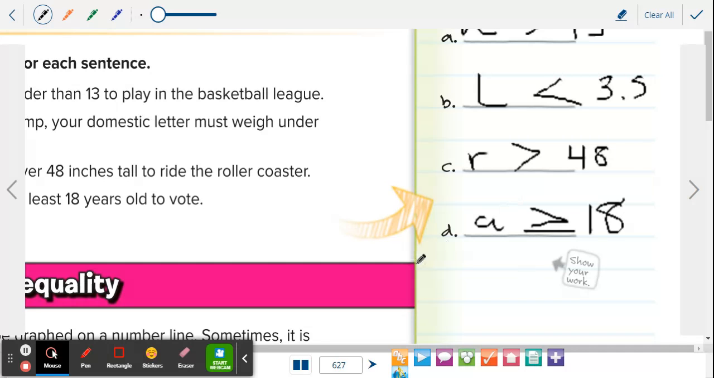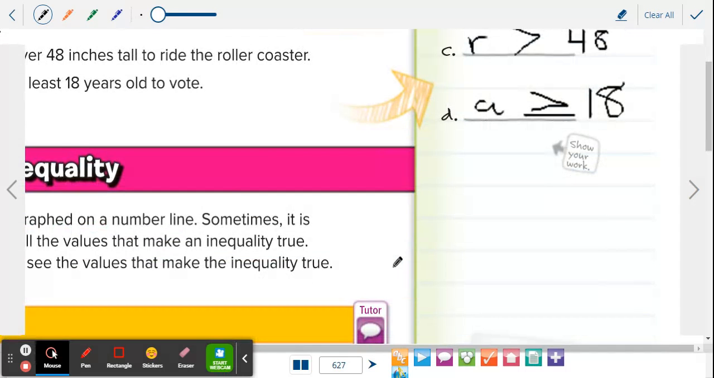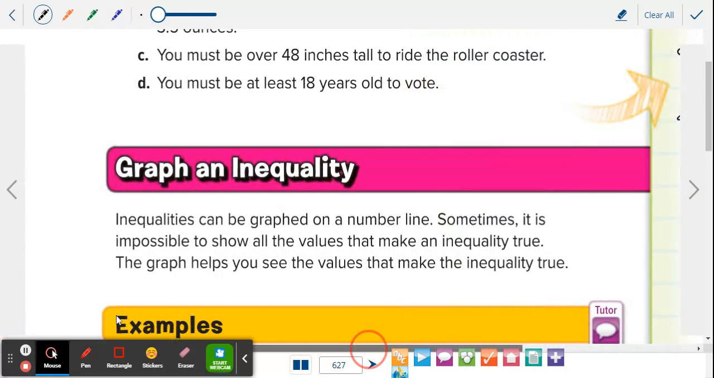Okay, so that's all I wanted you to do there, was to write them out. Any questions on that part? Like I said, page 618 will help you out a lot. It uses those phrases in there that they talk about. All right, the next part of this now, they're going to have you graph it. So graphing an inequality literally is just graphing on a number line, like we did with integers. Nothing crazy, okay? So you're just graphing on a number line.